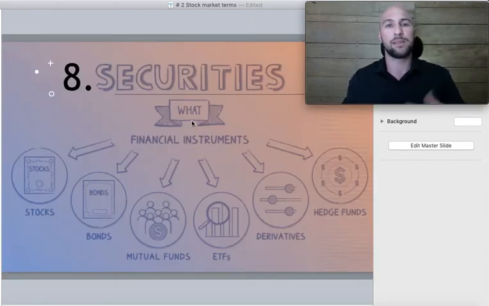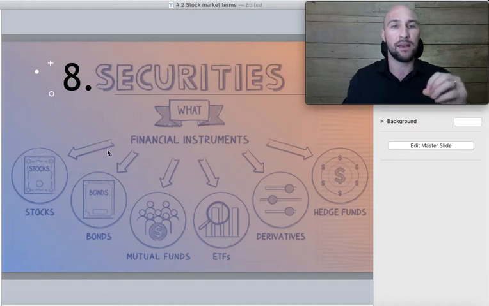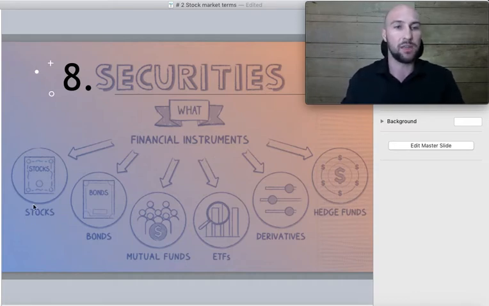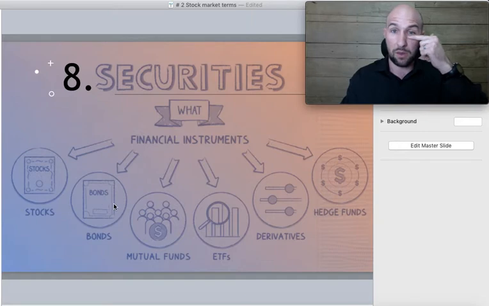The second one is securities. Security is not a guy standing at your gate protecting people from coming in or at your door. Securities in the investment field means a financial instrument, something that you can invest in. So if I invested in a bond, that is a security. If I invested in a stock, that means it's a security. You can see the different types of securities that you get in the investment field.